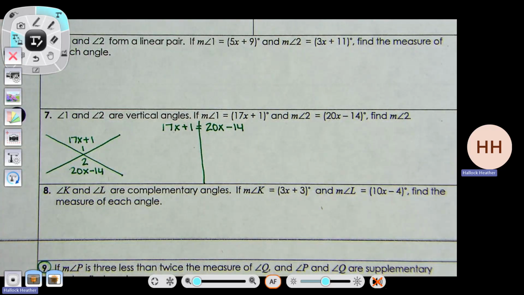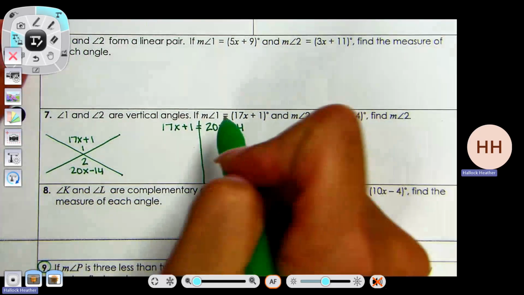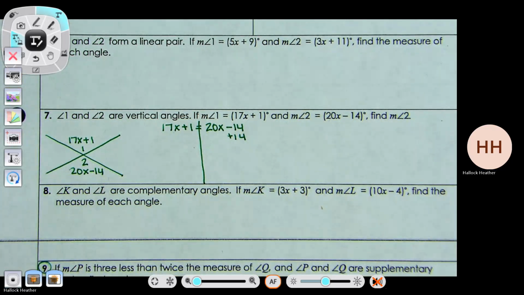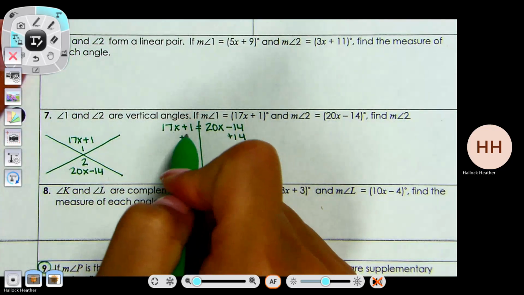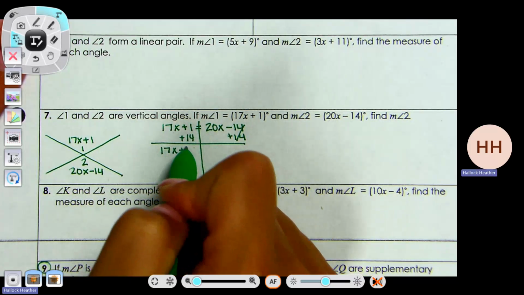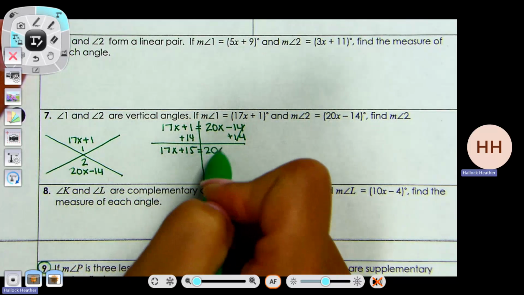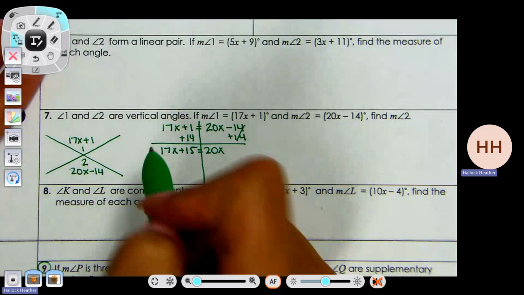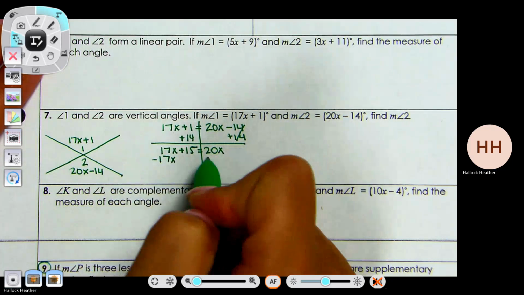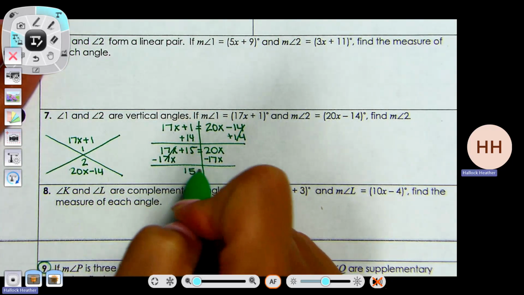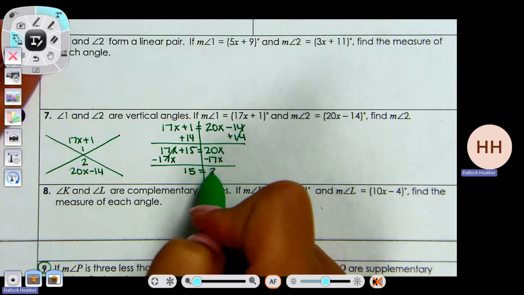So should I minus 1 or add 14? Technically, it doesn't matter, but let's get rid of that negative. So I'm going to add 14. So 17x plus 15 equals 20x. So now what do I have to move? Good. So I'm going to minus it because it's positive. So 15 equals 3x.